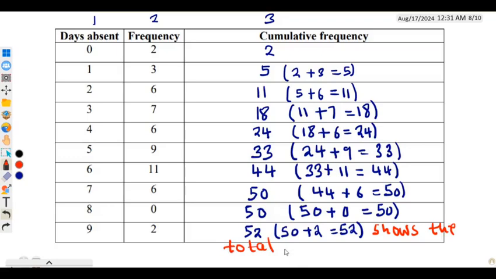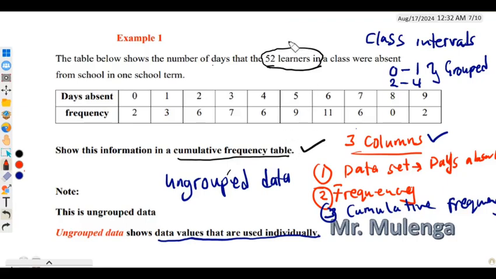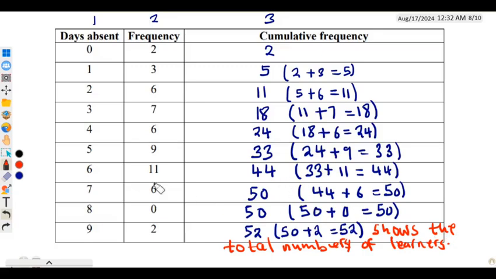So remember, this 52 shows the total number of learners. Okay, if you recall in the question, we are given this. When you look here, they told us that the table below shows the number of days that the 52 learners in a class were absent from one school term. So when we add all these frequencies, it's giving us a 52. So that is the 52 that we have gotten right here.